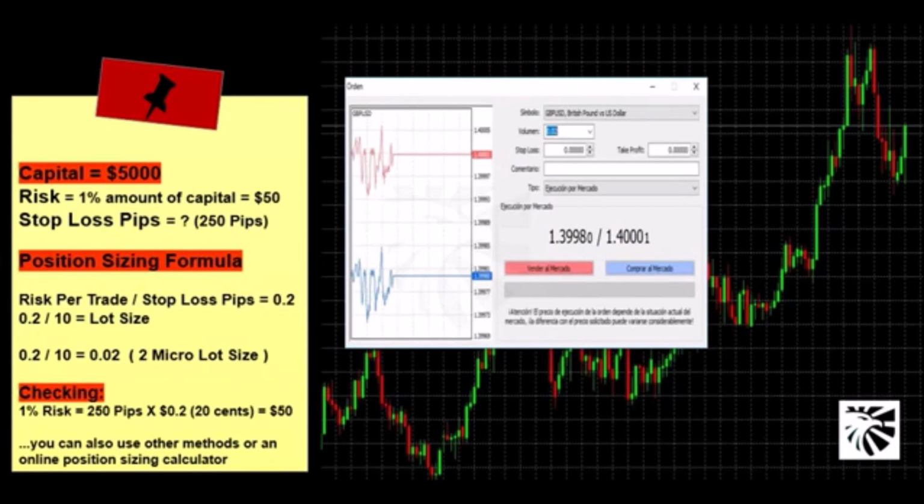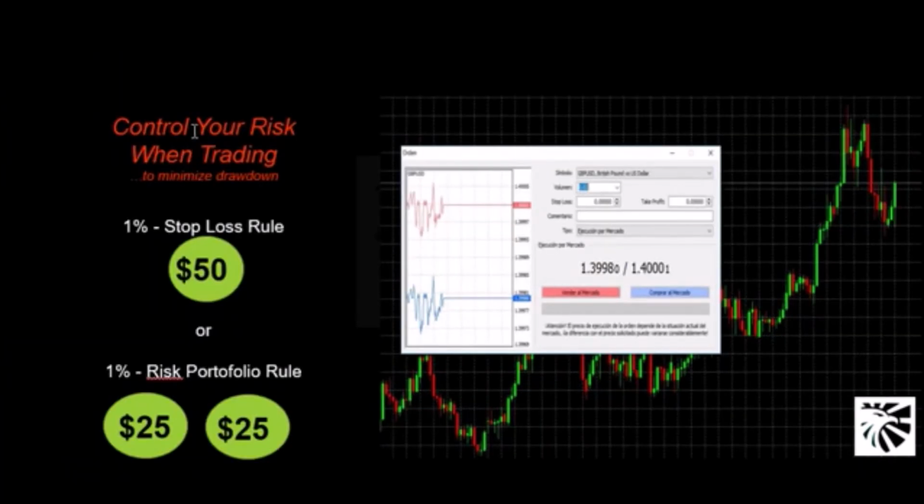Going back to this same point, control your risks when trading to minimize drawdown. The problem traders are facing is that they don't know how to control their risks. If you know how to control your risks in trading to minimize your drawdown, you will always be in profit. Because when your risk is controlled, you will see that your profit is going to be more than your risk.